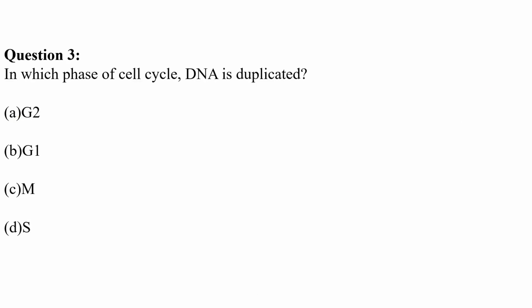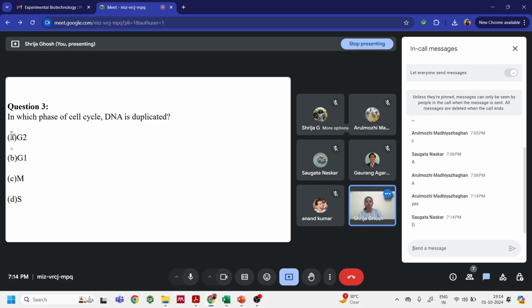Question number 3. In which phase of cell cycle is DNA duplicated? Option A G2, option B G1, option C M, and option D S. Right now we discussed the cell cycle, so everyone should be able to answer this question. In which phase of cell cycle is DNA duplicated? G2, G1, M, S. Okay, again we have two answers, option D.